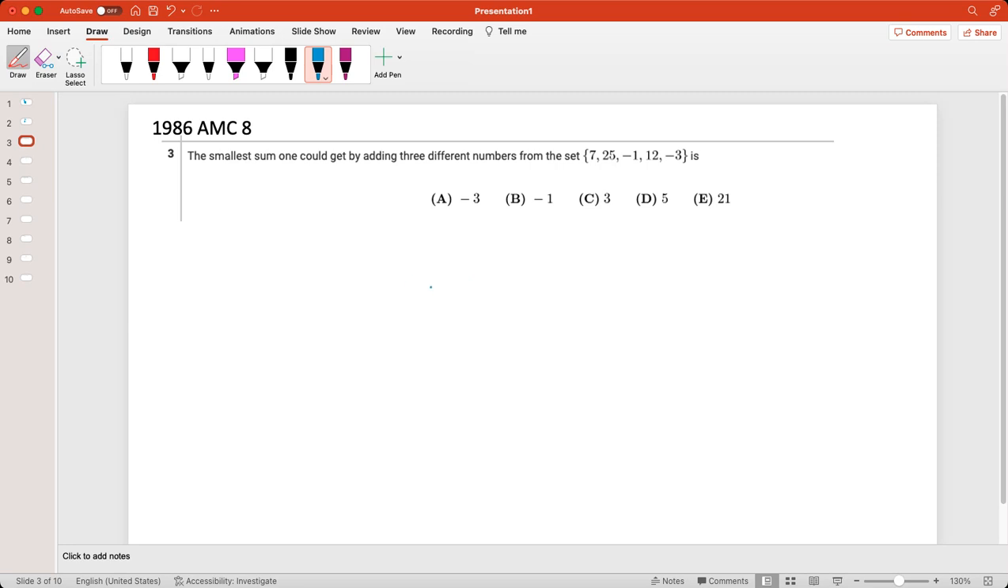The smallest sum one can get by adding three different numbers from the set 7, 25, minus 1, 12 and minus 3 is. So to get the smallest sum, right, we should add up the smallest numbers from the list. So which is minus 1, minus 3 and 7. So this is going to give you 3. So answer option is C and 3.